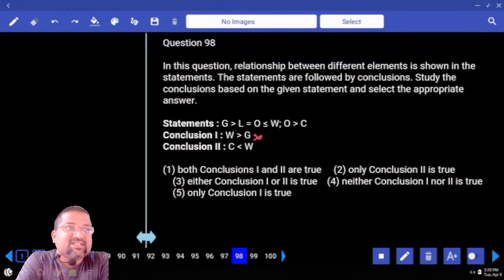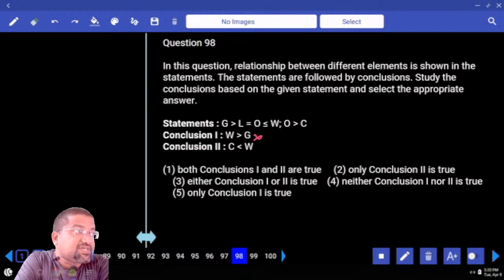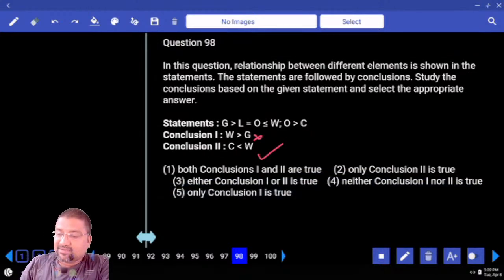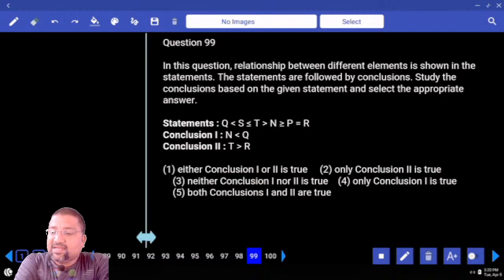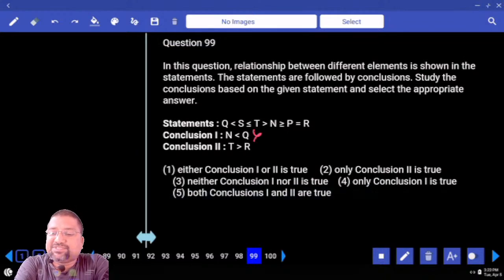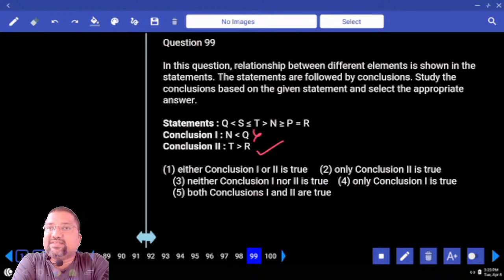C less than W. C less than O. O less than or equals to W. Less than or equals to. What's my conclusion? Less than. So C less than W. Right or wrong? Right. 99. N less than Q. What's the problem between N and Q? Opposite. T greater than R. Absolutely right. Isn't it? Because the symbols between T and R are greater than and greater than or equals to.